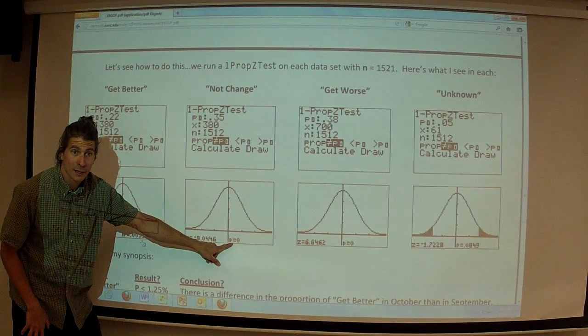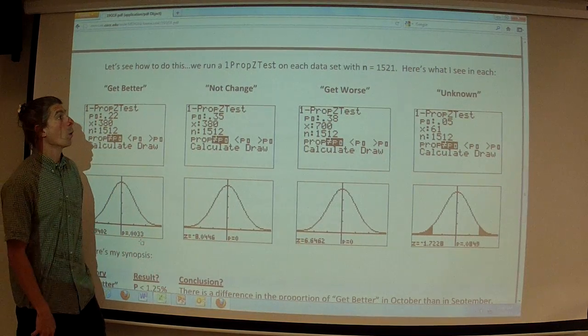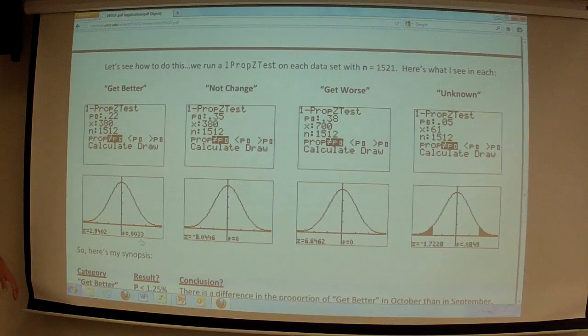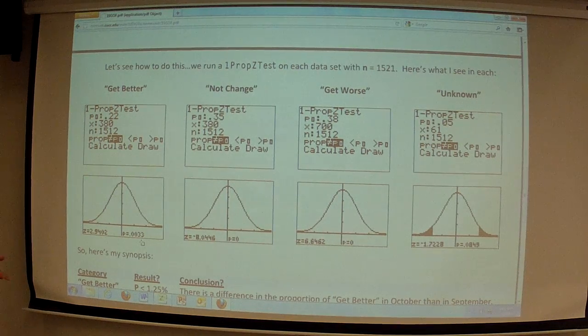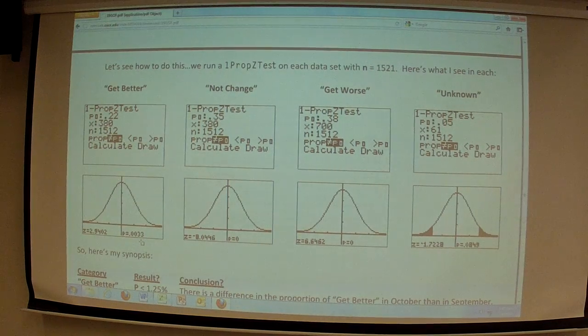Natalie, what are you thinking? The N is 1512 and it's supposed to be 1521. Oh, I probably put the wrong number. That's okay. Thank you for noticing that. I didn't notice that myself. This has been up for about a year and a half now. I will fix that and re-upload images. I'm guessing it won't change the results because we're only off by 9. Thank you for noticing that, Natalie. Like I said, a year and a half and I've never caught that.